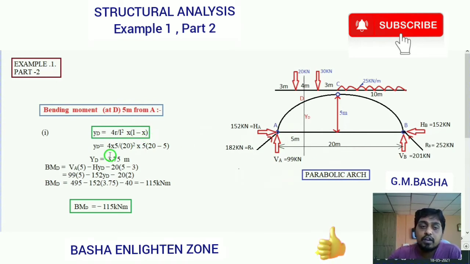Please simplify here. It will be 4 into 5 by L square, where L is the total length of the span, which is 20. So 20 square. Again, into x, which equals 5, into 20 minus 5. If you are confused, don't take x value; directly take down 4 into 5 like that.